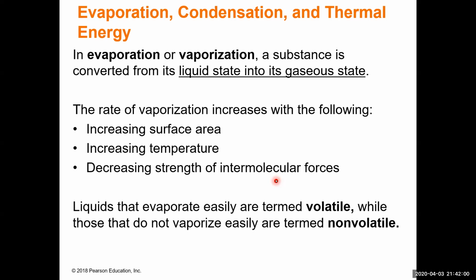So the liquids that evaporate easily are called volatile, while those that do not vaporize easily are called non-volatile. In lab, when we deal with volatile liquids, it is very important that we perform experiments with those volatile liquids under the hood, because they evaporate so easily. Otherwise, we would be breathing in a lot of those volatile liquids if the experiments were performed outside of the hood.